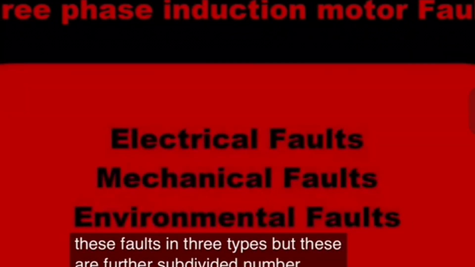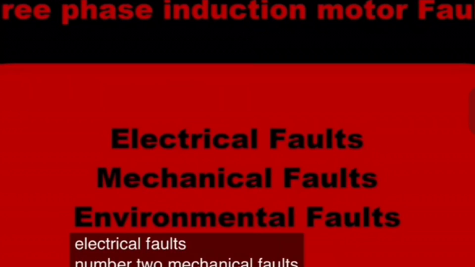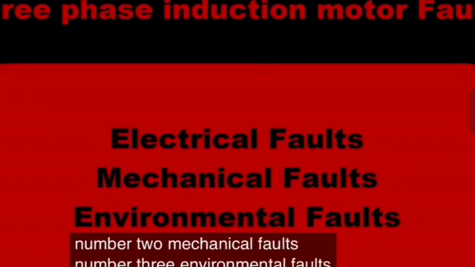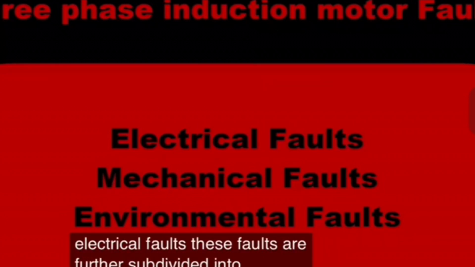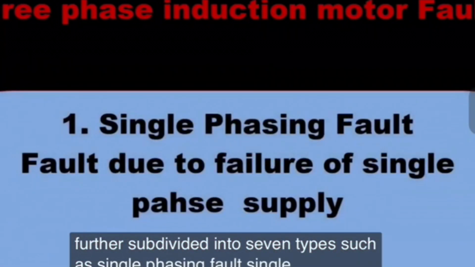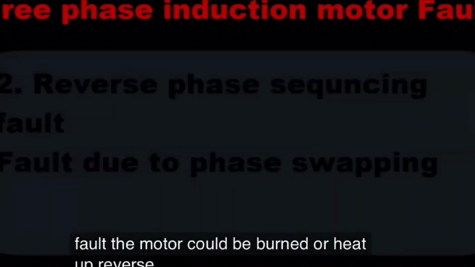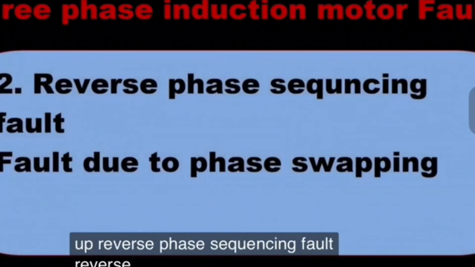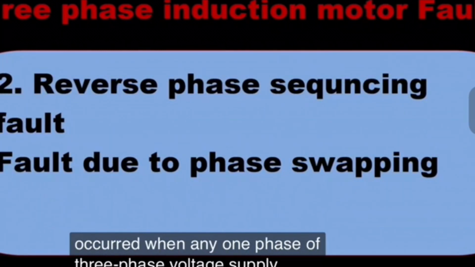We have classified these faults into 3 types, but these are further subdivided. Number 1, electrical faults. Number 2, mechanical faults. Number 3, environmental faults. Electrical faults are further subdivided into 7 types such as single-phasing fault. Single-phasing fault occurs when any one phase of supply voltage is lost. Reverse phase sequencing fault. Reverse phase sequencing fault occurs when any one phase of the 3-phase voltage supply is reversed.